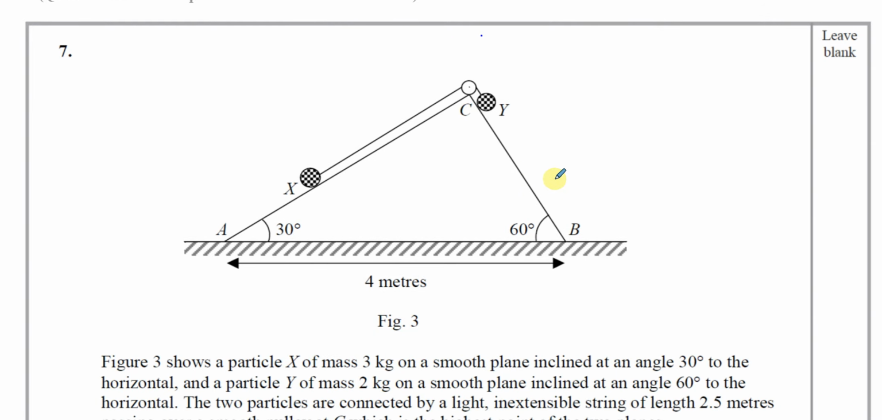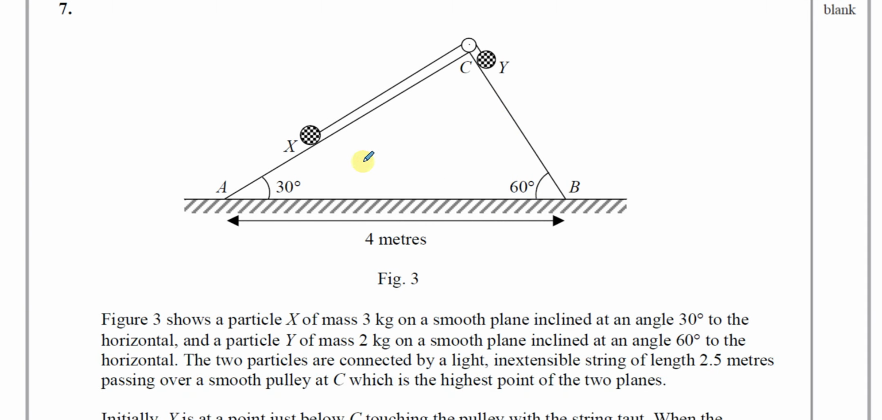This question is about these connected particles on this plane. You've got an inclined plane on one side and an inclined plane on the other side. One of them is at an angle of 30 degrees, the other at an angle of 60 degrees. Figure 3 shows a particle X of mass 3 kilograms on a smooth plane, meaning we don't have to worry about friction, inclined at 30 degrees to the horizontal, and particle Y of mass 2 kilograms on a smooth plane inclined at 60 degrees to the horizontal.